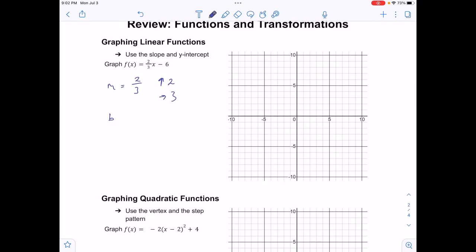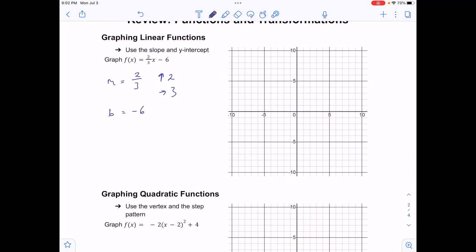My b value, which was my starting point, is -6, and so it looks like this. I start by plotting at -6, and then I use my slope to plot a couple of other additional points. I go up by 2, across by 3, put a dot. Up by 2, across by 3, put a dot. And I can continue going until I feel comfortable drawing a line. For me, that's 3 points, but you might be a little bit more.